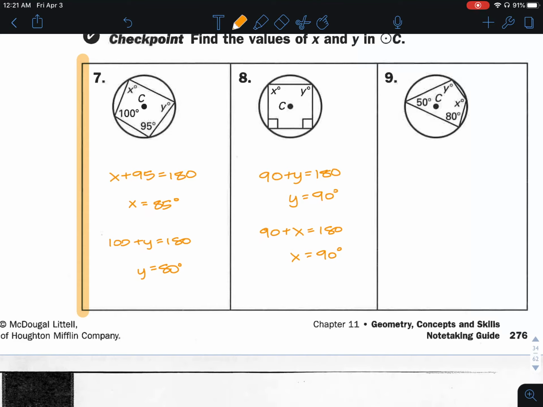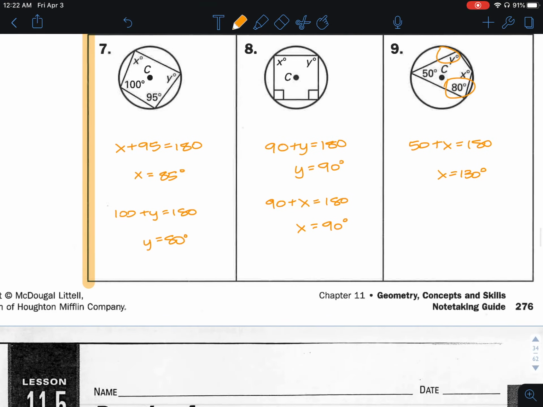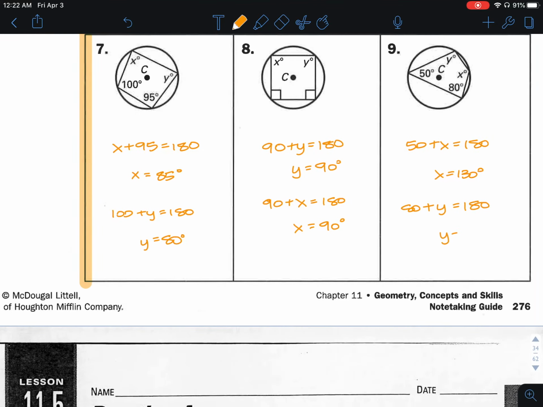And then lastly, number 9. So I have opposite angles. This one is a little bit trickier to see, but I can see that 50 and x are opposite of each other. So I have 50 plus x equals 180. Subtract that 50 over, I get x to be 130 degrees. And then let's talk about this side here. 80 and y are actually opposite of each other. So 80 plus y equals 180. Subtract that 80 over, y equals 100 degrees.